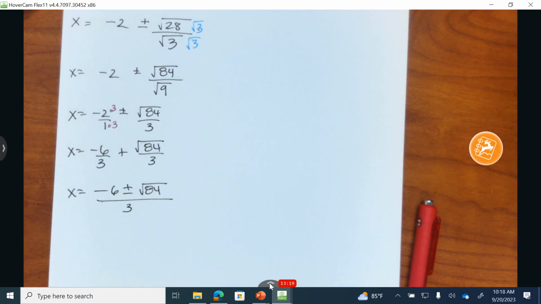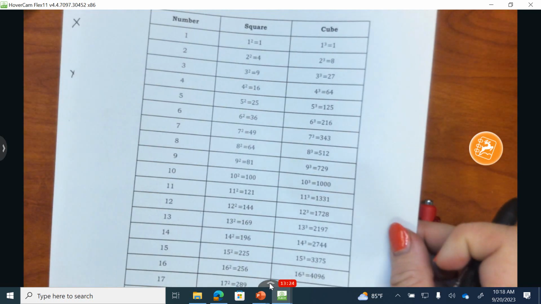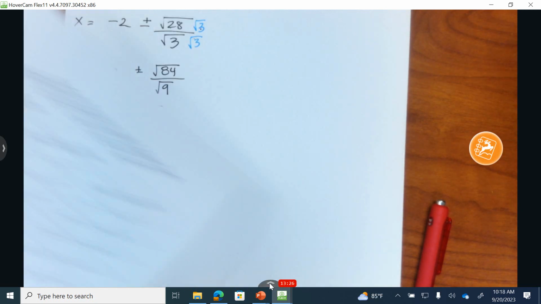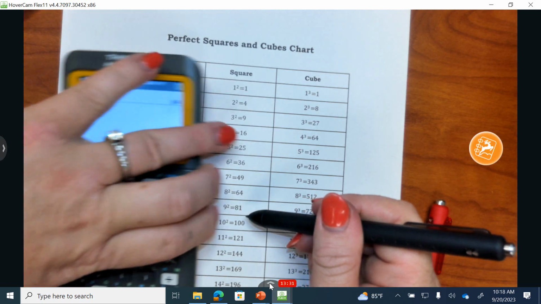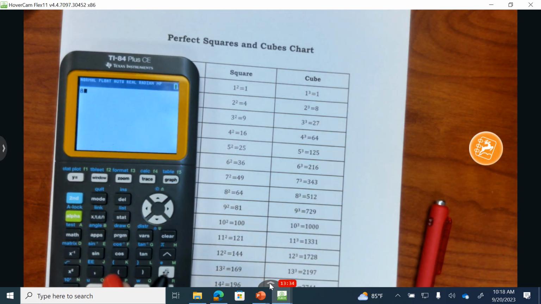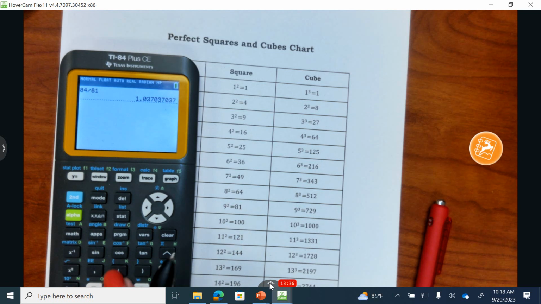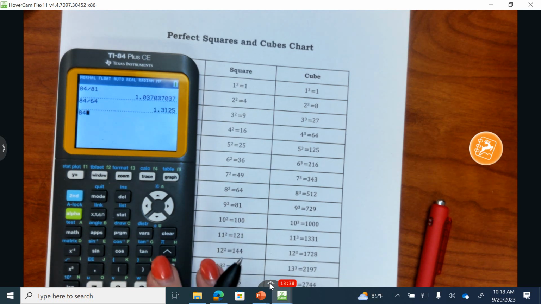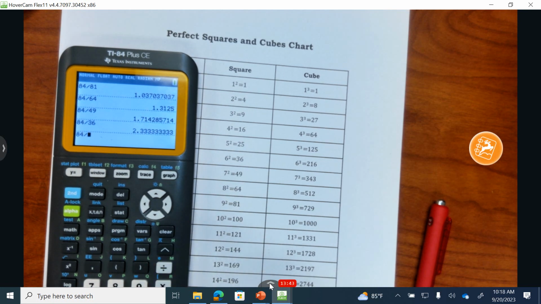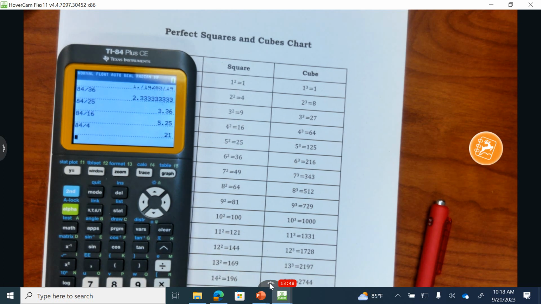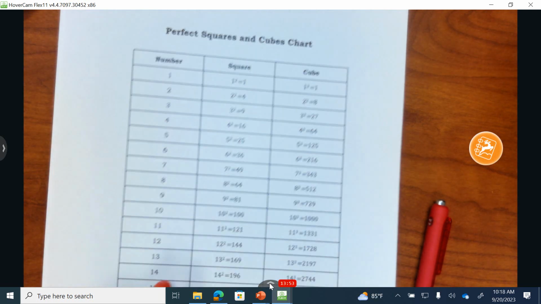Now let's see, can I break down the square root of 84? You were provided this paper this week, and we can see all the perfect squares. Let's look at 84. 84 would be in between 81 and 100. So I'm going to go, okay, 84 divided by 81, well, that doesn't break down nicely. 84 divided by 64, and I continue to break it down until I find one that works. 84 divided by 36, 84 divided by 25, by 16, but when I get to 4, it works. I'm able to rewrite 84 as 4 times 21.